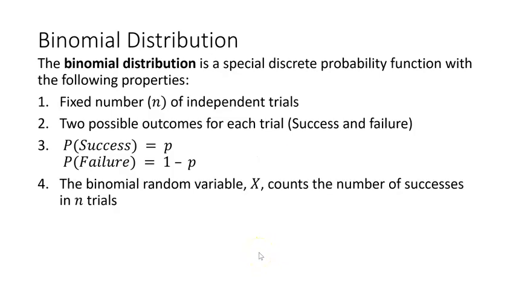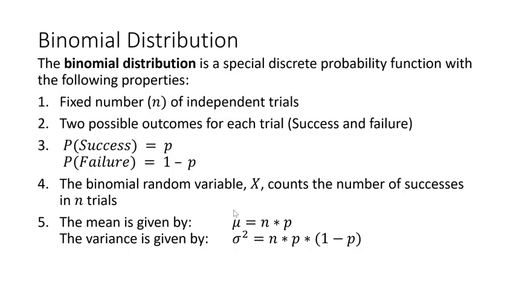Then, when we use that random variable, X counts the number of successes in our trials. So don't worry, we'll have examples of this. In the binomial probability distribution, we have a shortcut to the mean and to the variance.